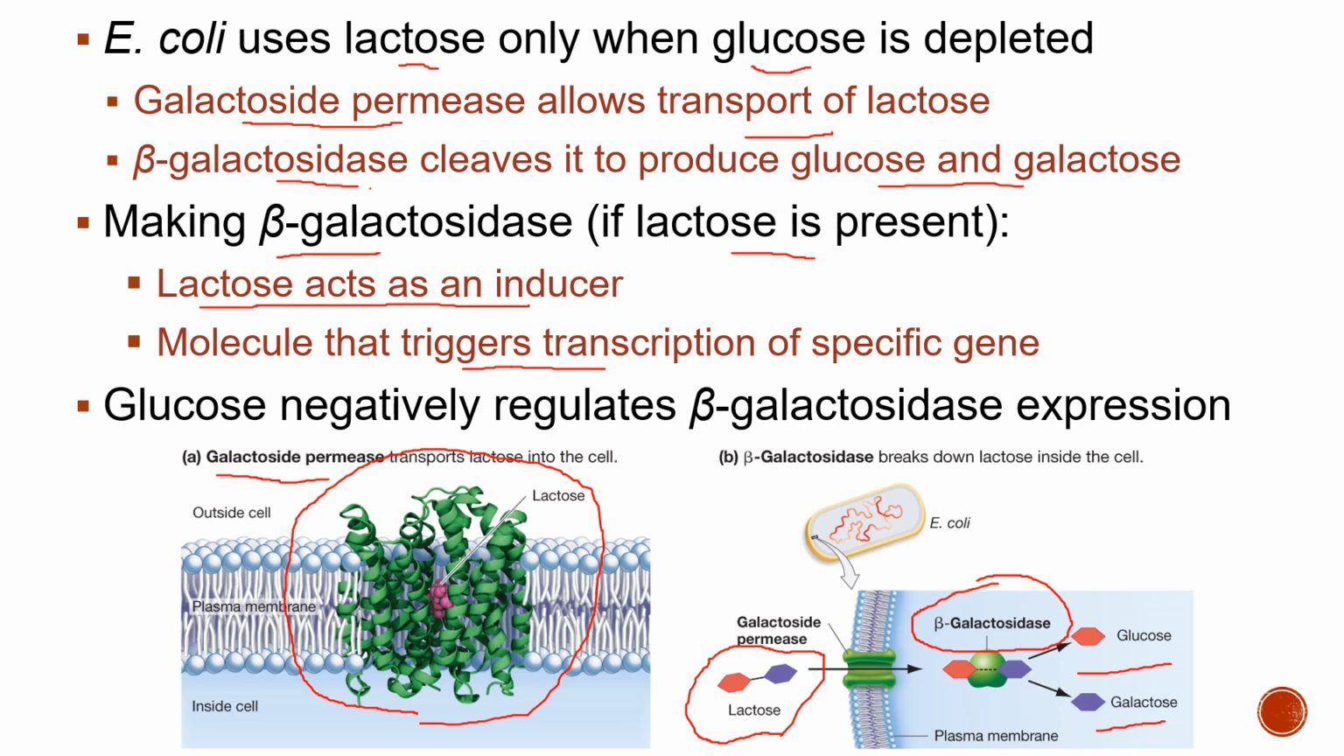And then again, because glucose is the preferred method, glucose, though, can negatively regulate the beta-galactosidase expression. As we'll see here in a minute, it has a way of inhibiting the transcription of this gene so that it doesn't make this enzyme to break lactose down. Because again, the cell wants to use glucose if it's available.